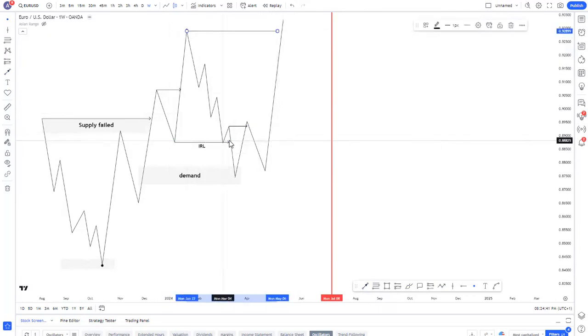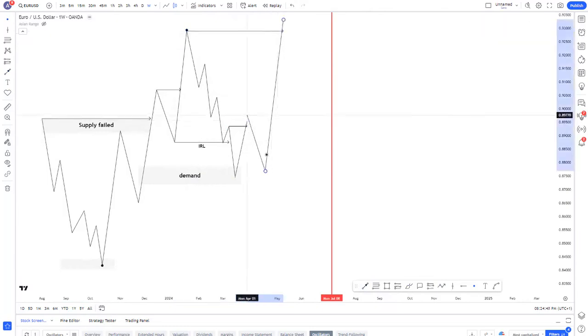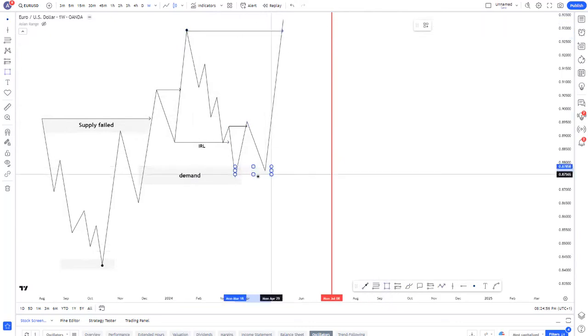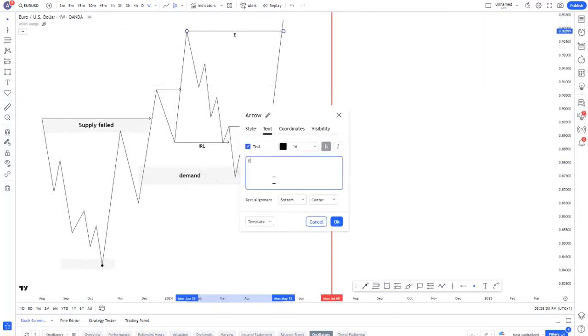So price took out the internal range liquidity. Where is price coming for? After taking the internal, where is price going to? Going to the external.